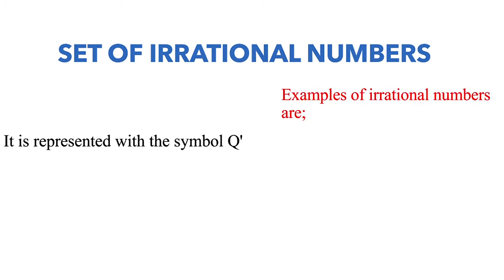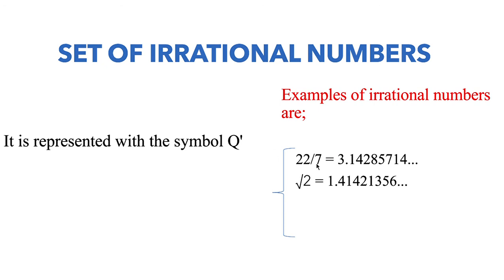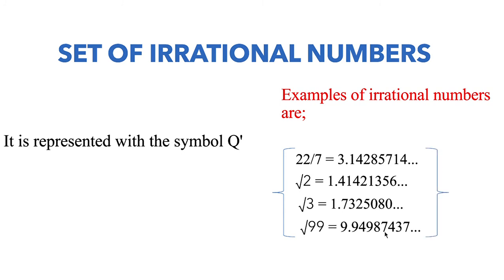Examples of irrational numbers, for example we have 22/7, which gives us 3.14285714, and it continues. As you can see here, these are non-repeating patterns. The numbers do not repeat, so they are non-repeating patterns. √2, √3, √99, these are some examples of irrational numbers.